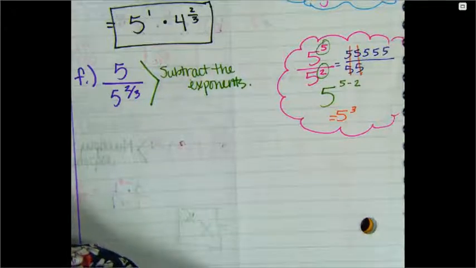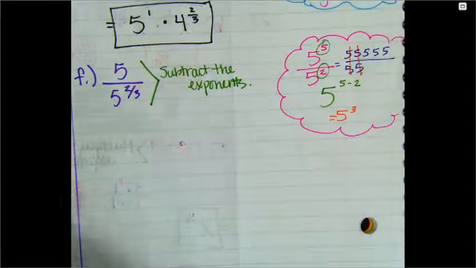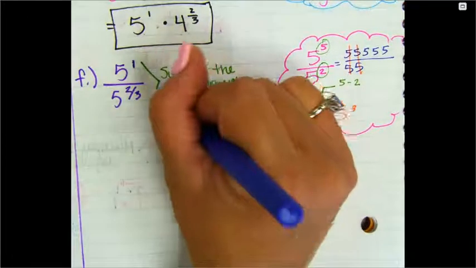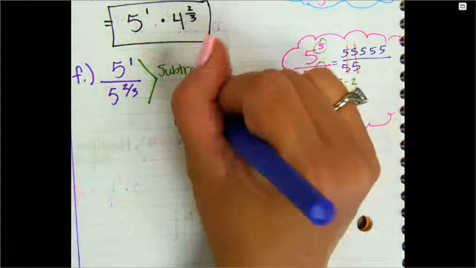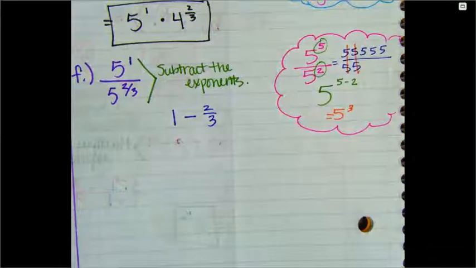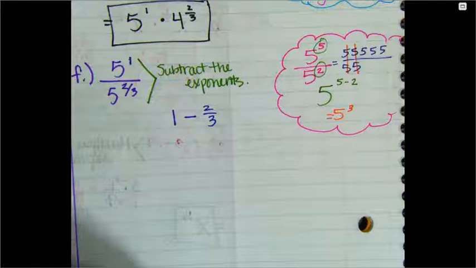So what are my exponents? What's the first exponent? 1. Why is it 1? Because there's nothing there, so it's always a 1. So we're subtracting 1 minus what? 2/3. Can you subtract those? Most of you can't, some of you can.